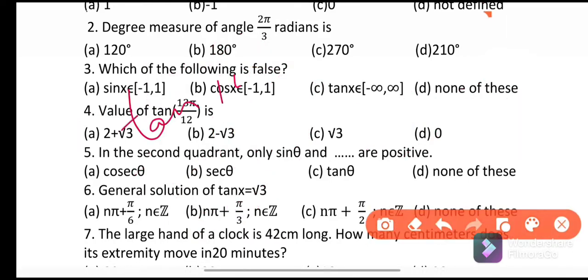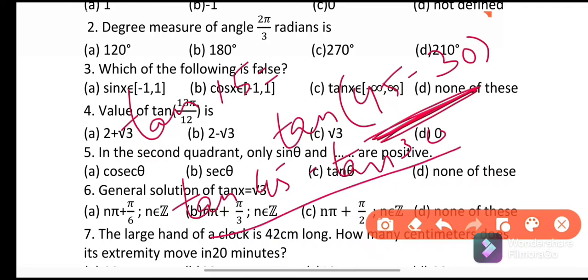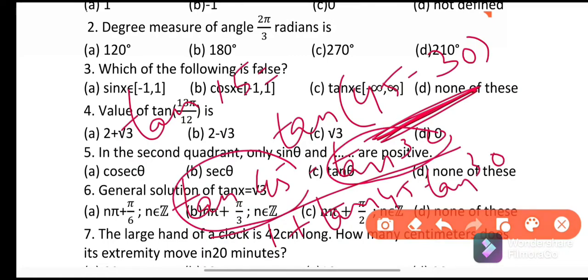Now tan 15 is equal to tan of 45 minus 30. Now by using the formula of tan (A minus B), tan A minus tan B divided by 1 plus tan A tan B. Now by using values, tan 45 is equal to 1 minus tan of 30, which is 1 by under root 3, divided by 1 plus tan 45, which is 1, and tan 30 is 1 by under root 3.